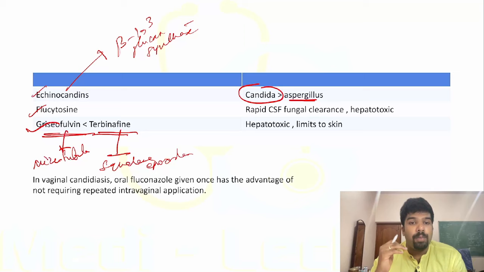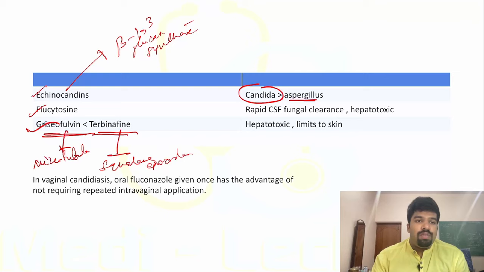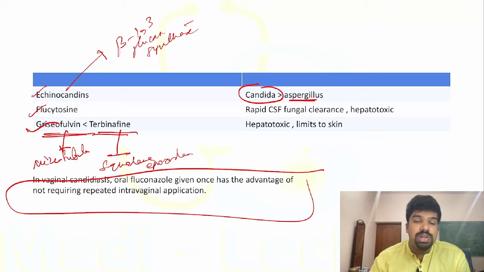Why? Because for onychomycosis, you need to give itraconazole. Please remember: itraconazole, onychomycosis. Okay. In vaginal candidiasis, remember that intravaginal application of fluconazole needs to be repeated. You need to keep repeating it. But if you give oral fluconazole once, it is enough. So in vaginal candidiasis, oral fluconazole given once has the advantage of not requiring multiple doses of intravaginal application.